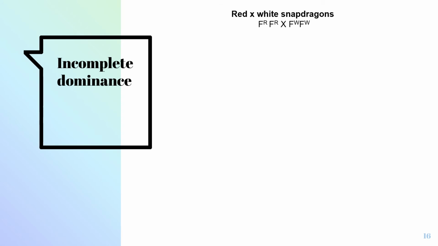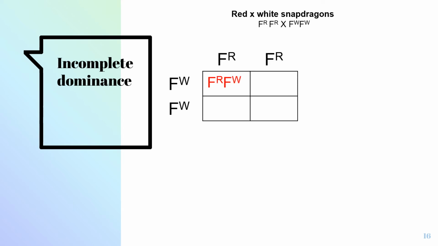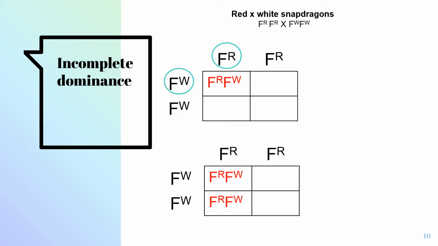Let us have this example. What if we're going to cross a red and white snapdragons? So the first step, you have to combine the two genotypes which are encircled. So we have FR and FW. Don't be confused. Let us follow the alphabetical order. For the second one, combine this portion, FR and FW, and write it on the designated area.